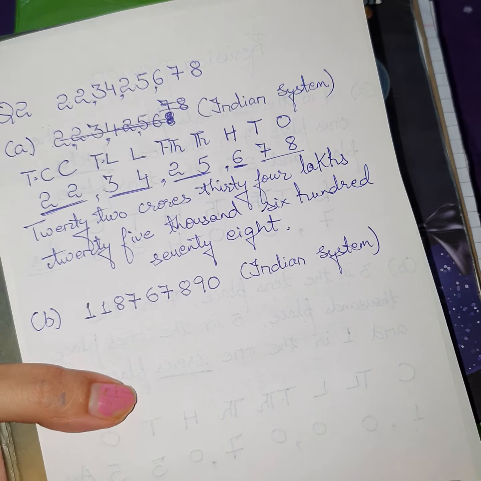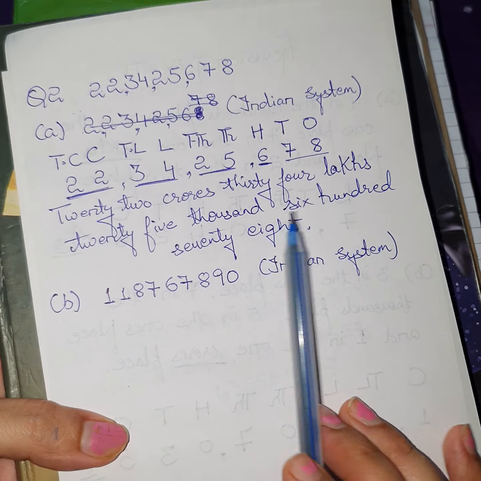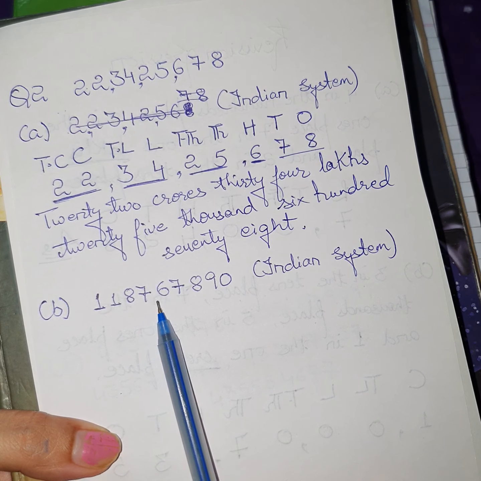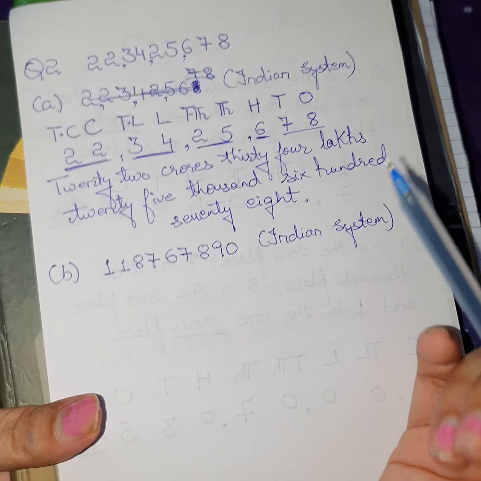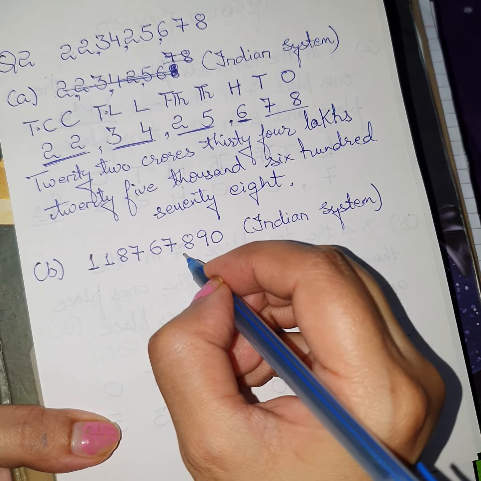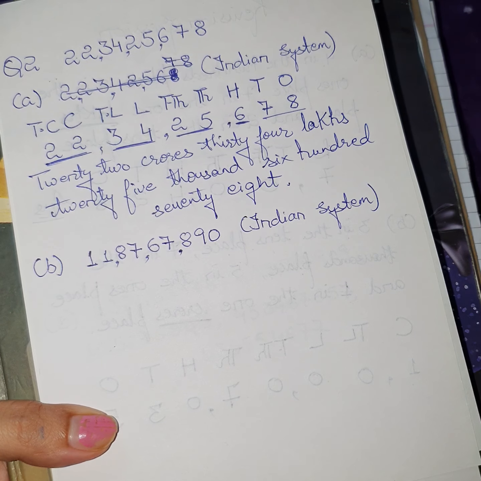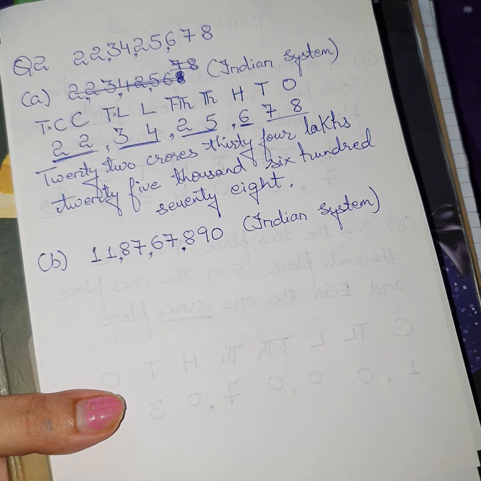Okay. So like this you have to write your number name. I hope you have done it correctly. Then the second number is 1187678990. Yes, this is correct. Now first of all put the comma before 3 digits, 2 digits, 2 digits. Indian system, so we will put it like this only. It is also till the 10 crores place.